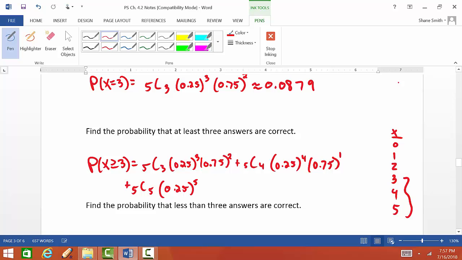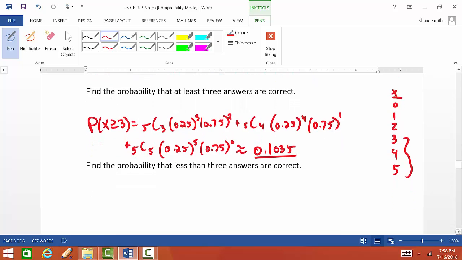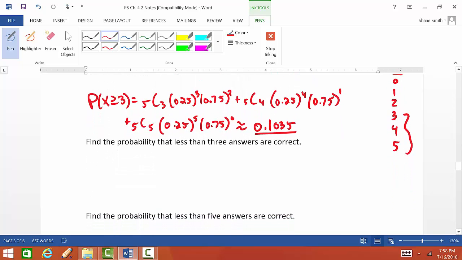0.25 to the 5th, 0.75 to the 0. And when you do all those, you get 0.1035. Okay? And you have to add them all together.